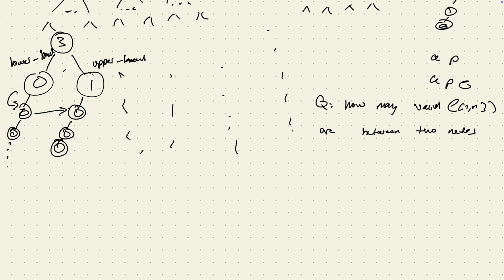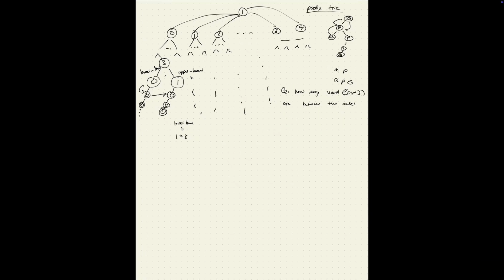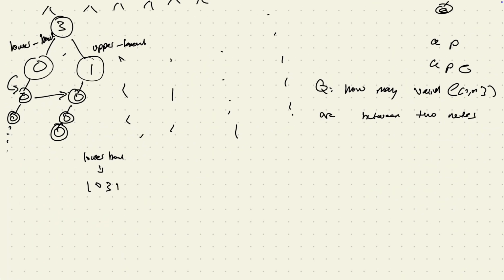So what we can do is, right now we're at 103, right? We're going to traverse down. So this is going to be our lower bound. Sorry, 103 0 is our lower bound. Our upper bound, 1031 is our upper bound.